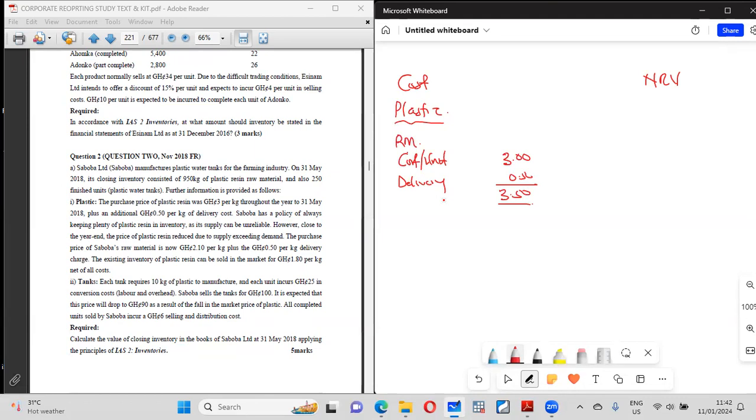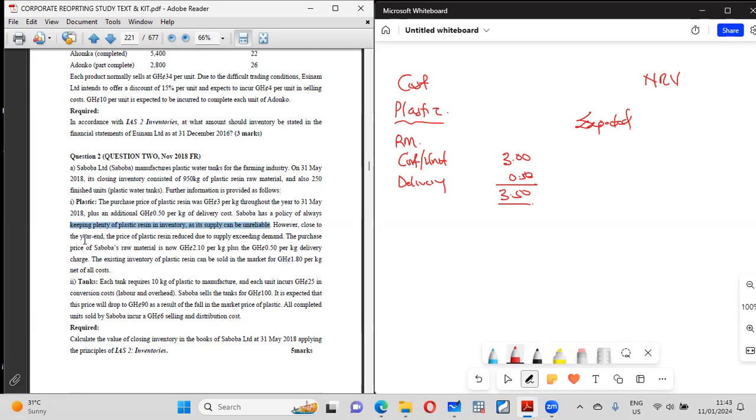Then let's look at the net realizable value. How much can we sell the thing? So the expected sale, we are told that they can sell it at 1.8 net of all costs. So what you need to focus on here is that we have two inventories here. So we were given the first information up to this point.